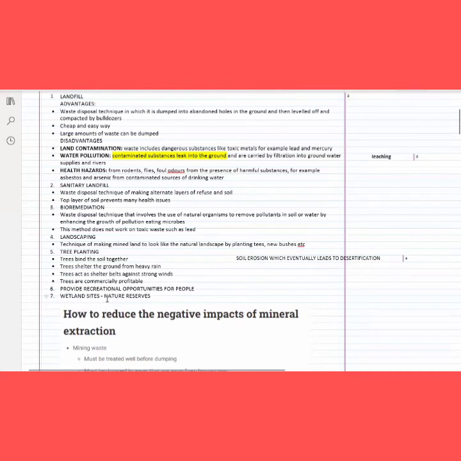We learned about land reclamation. This provides recreational opportunities for people. This is land reclamation. But if you talk about making the mined land look like it was before mining, that is the idea of landscaping.